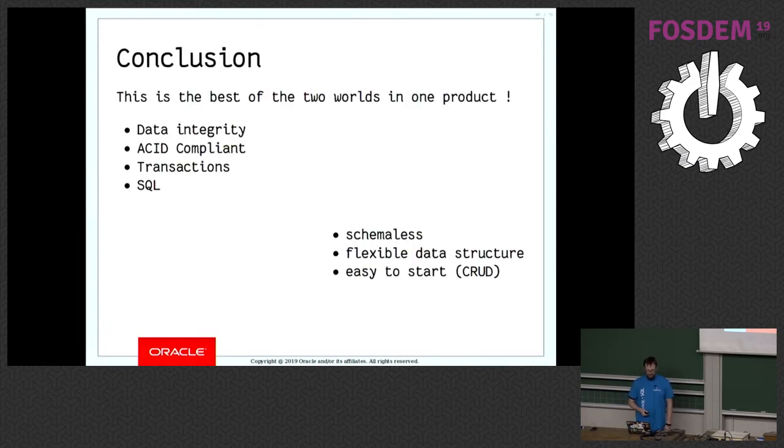So what do I gain? I gain the best of the two worlds in one product. Data integrity: I am completely ACID compliant, I have my transactions, I can use SQL if needed, but I'm also schemaless. I have a flexible data structure, and it's very easy to start because I can use CRUD operations. So all that in one single product with all the benefits, with all the ecosystem around MySQL we have seen. You can use ProxySQL or gh-ost if you need to do changes, whatever you want. All the ecosystem of MySQL is still compatible with this.